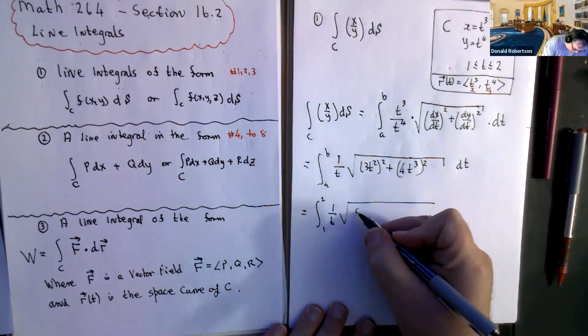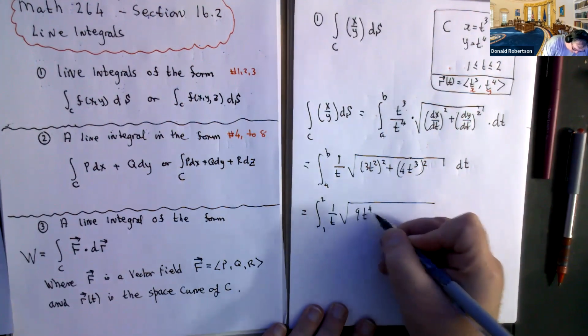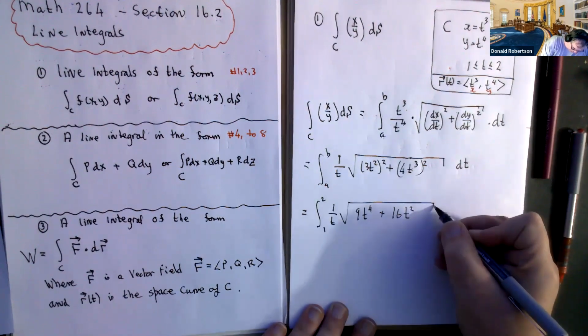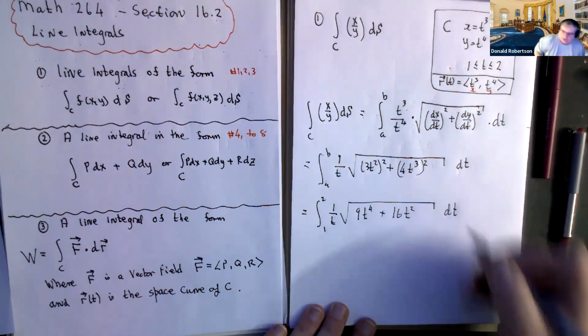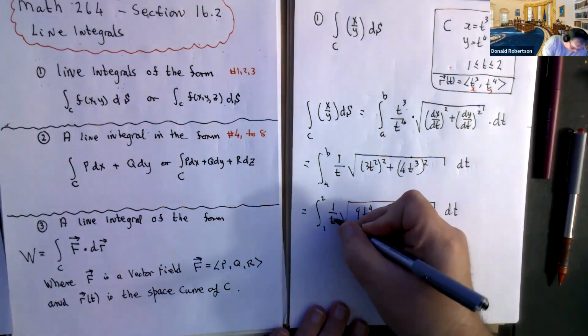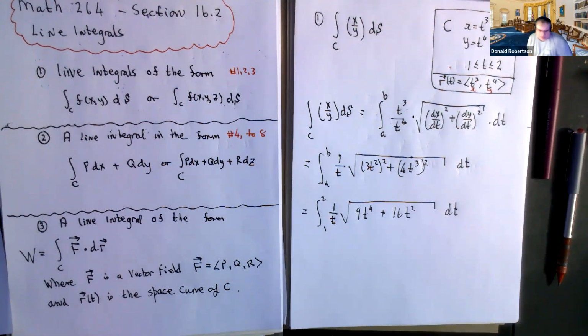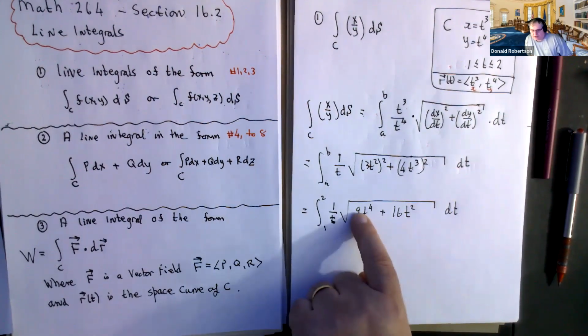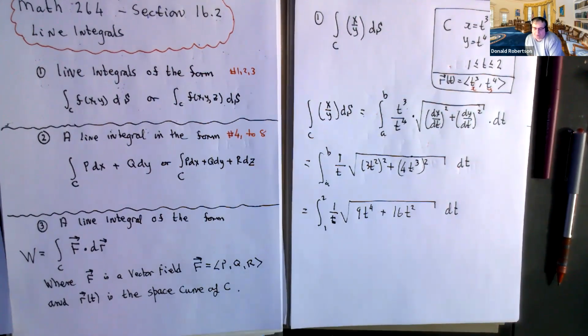That guy squared is 9t to the 4. That guy squared is 16t to the 6 dt. You all comfortable about that? Okay. Now, that t looks kind of weird. Let's make the t a little bit more obvious. Tell me what I can do to make that square root more helpful.